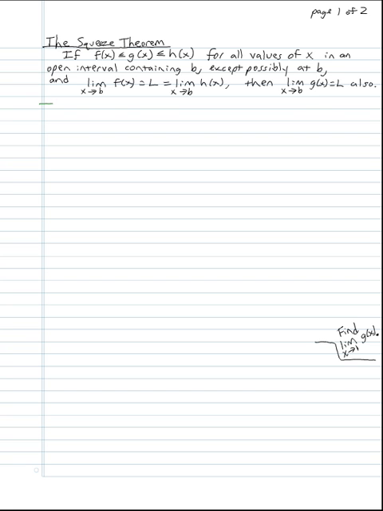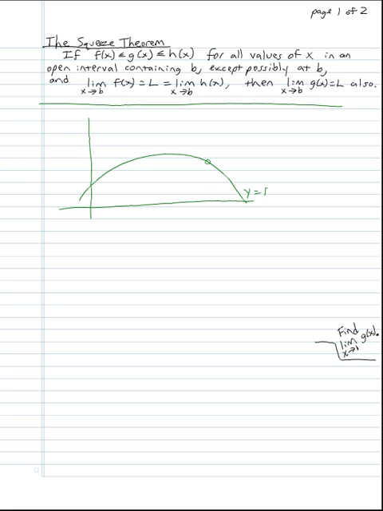Okay, so let's illustrate that. Here's the idea. Say we have some kind of a function here, f, y equals f of x, that has a limit at b of L. So this would be a picture of the limit as x goes to b of f of x is equal to L. And you have some other function h that has the same limit. So here's y equals h of x.